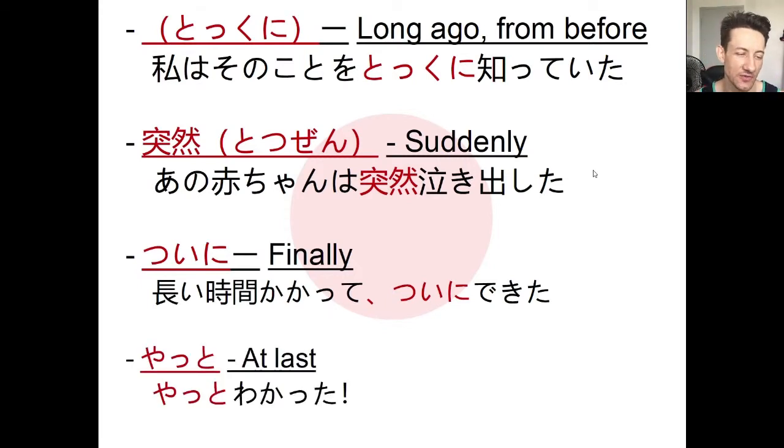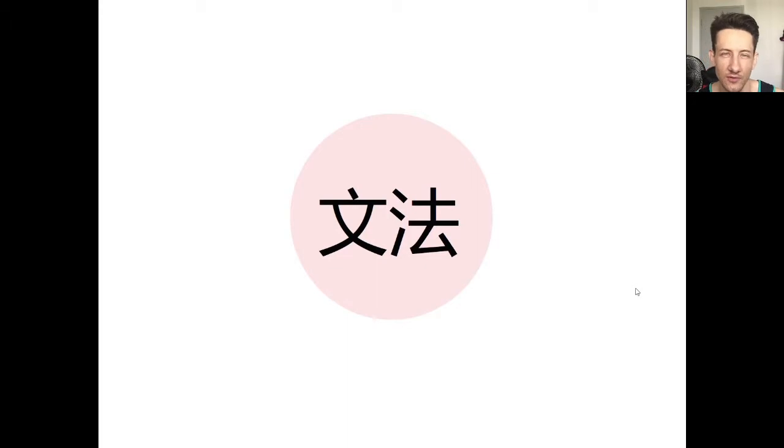And finally, やっと, which means at last. So we can say, for example, やっとわかった. So maybe after working really hard, I didn't understand this Japanese grammar structure, I didn't understand how to do this math equation or whatever. Working really hard and finally getting it done, やっとわかった. Kind of doing something, putting a lot of effort into it, and finally getting it. やっとわかった.